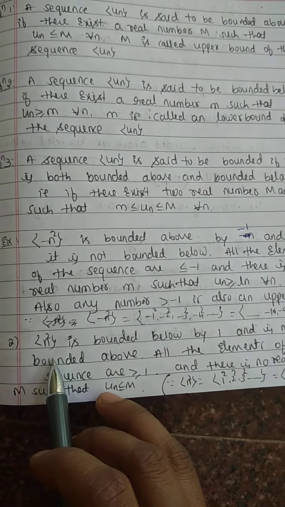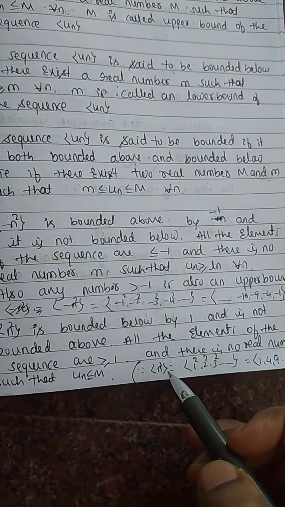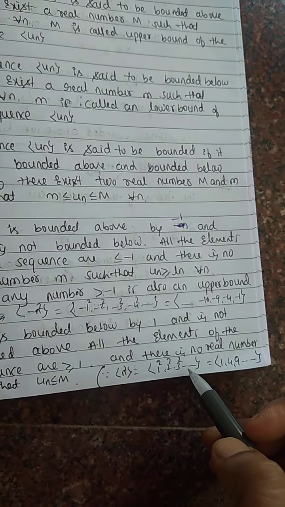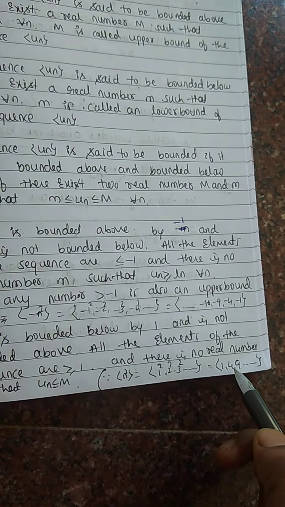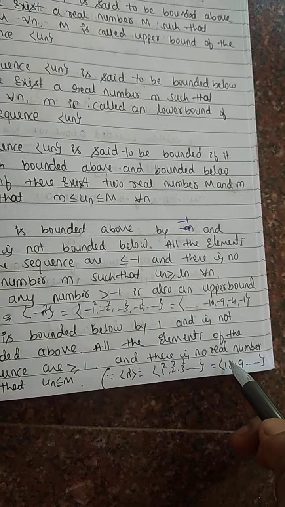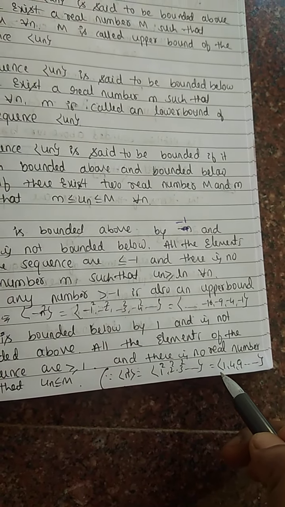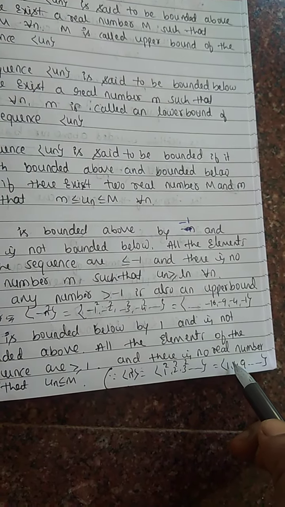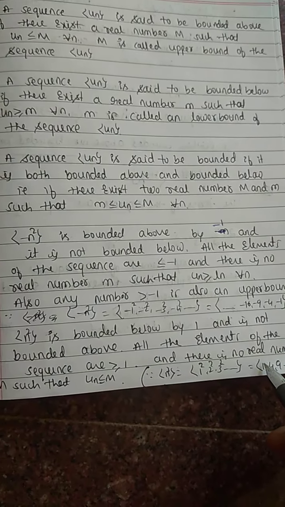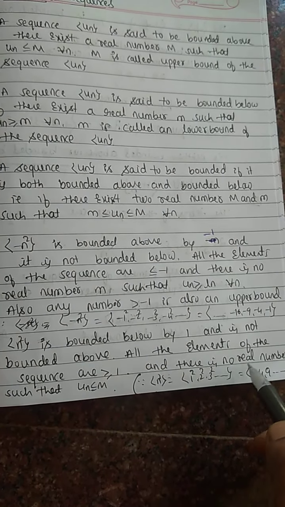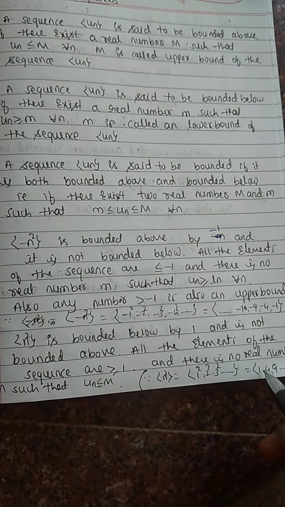Now the sequence of n square. Write the sequence: 1 square, 2 square, 3 square and so on. This can be written as 1, 4, 9. Here 1 is the least element, so 1 is called a lower bound. This sequence is bounded below by the lower bound 1.